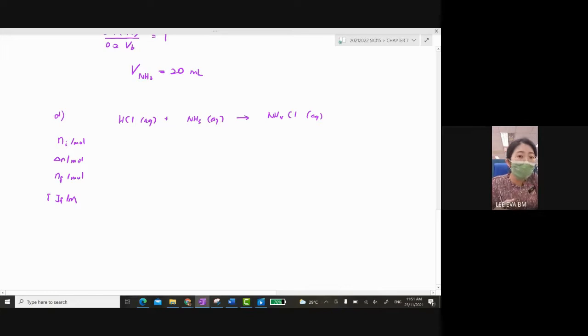Number of mole is the same, right, for the whole question. Number of mole HCl: 0.1 times 0.04 gives you 0.004 mole.